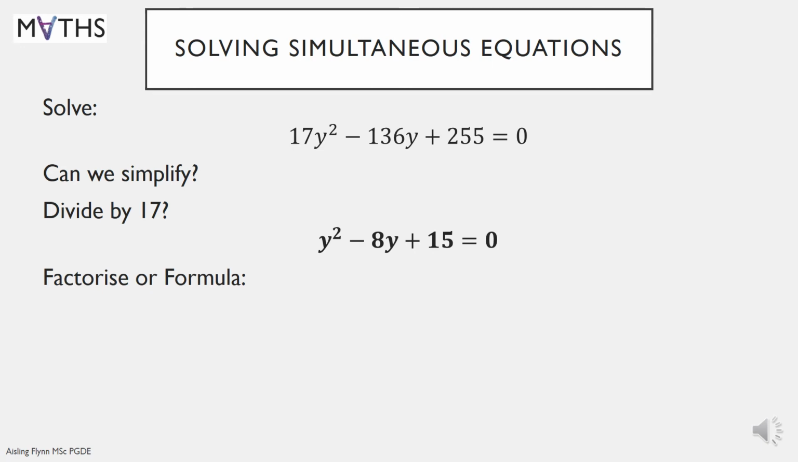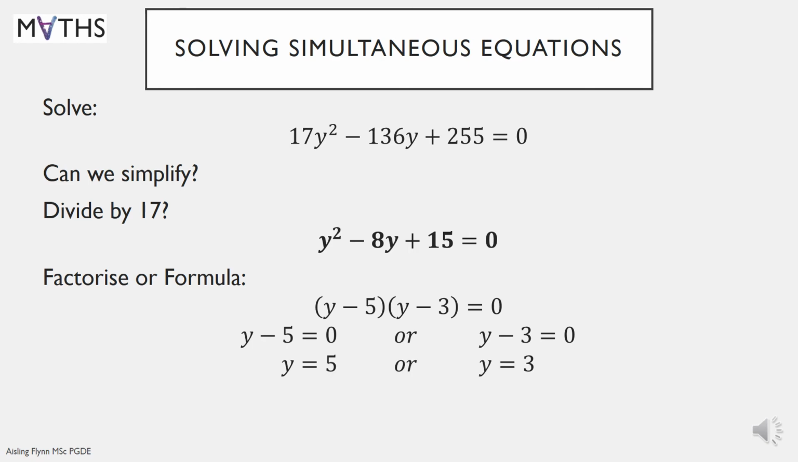Now it's your choice. At this stage, you could use the formula or factorize. Factorizing is quickest if you see them. So factorizing to get your two factors and solve by putting each factor equal to 0. You get y is 5 or y is 3. What remains to do is to find the corresponding values of x.